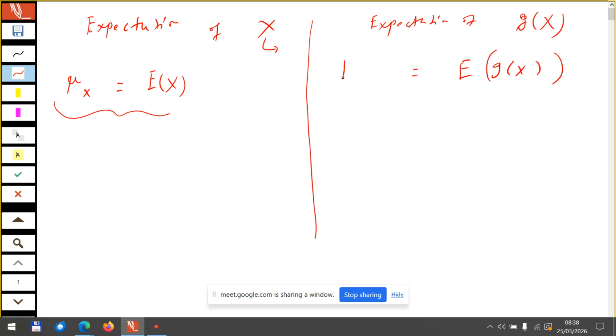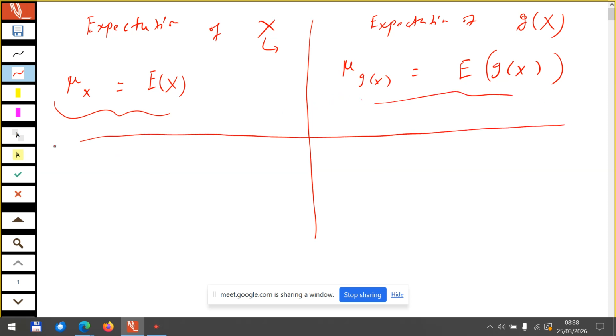And here we just write mu, and the subscript, we replace the subscript with g of x. So this was very easy to handle. Now we want the same method to think of the variance, because we know it, but actually it can come from here, right?